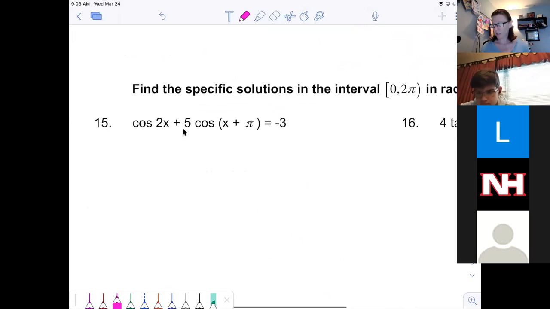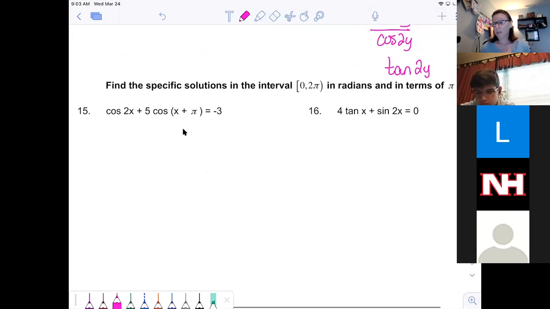All right, let's look at number 15. Find the specific solutions in the interval of 0 to 2 pi in radians and in terms of pi. That just means your answer should be pi over 3, 5 pi over 3, 7 pi over 4, so your answer is going to be an exact angle. Looking at the problem, see if you can recognize the notation. I see this cosine 2x, that's a notation for a formula. And then I see this 5 cosine of x plus pi. Well, cosine of x plus pi, that's also notation for a formula we talked about.